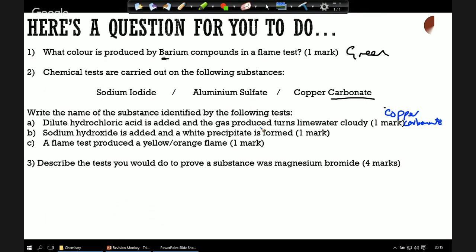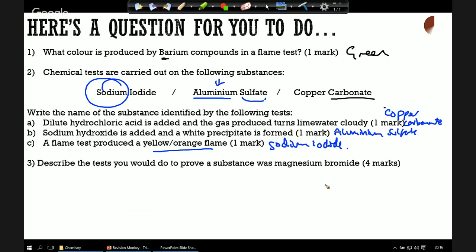Sodium hydroxide is added and a white precipitate is formed. So in this case, it must be the aluminium sulfate. Again, it doesn't tell us that it's definitely a sulfate, but out of these three options, it must be this compound. And finally, a flame test produced a yellow-orange flame. That must be from the sodium, so this compound must be sodium iodide. And this is a bit more complex question. It says, describe the tests you would do to prove a substance was magnesium bromide.